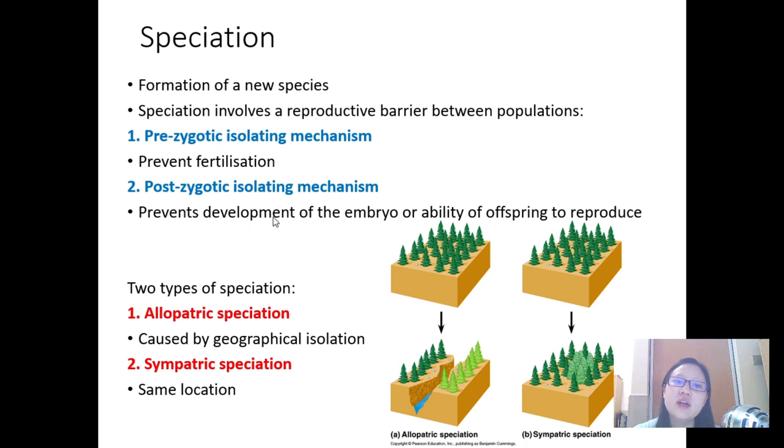So far, we have learned two types of isolating mechanisms, pre-zygotic and post-zygotic. And we have learned two types of speciation, allopatric speciation, which is caused by geographical isolation, and sympatric speciation, which is speciation in the same location. And we saw, as an example, under sympatric speciation, how polyploid plants is a thing. So with that, we are ready to move on to the next topic, extinction.